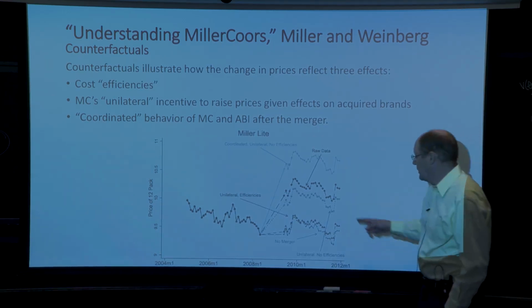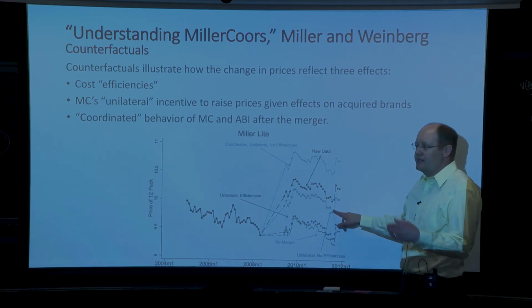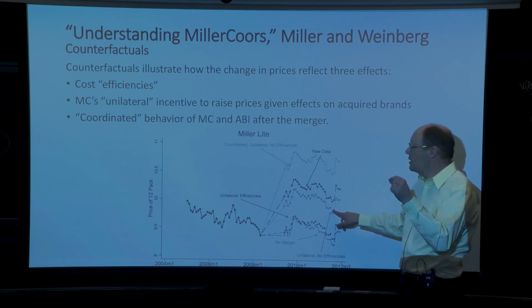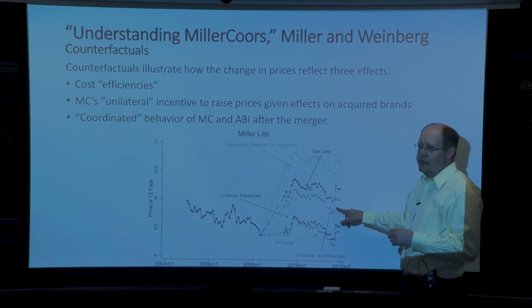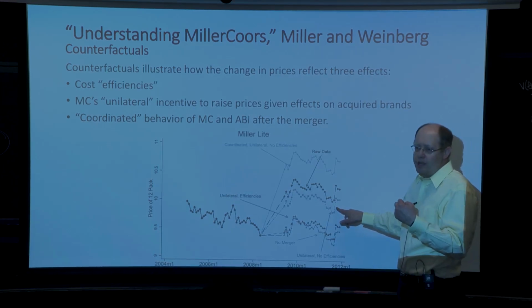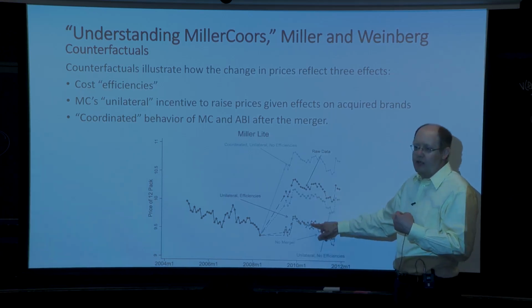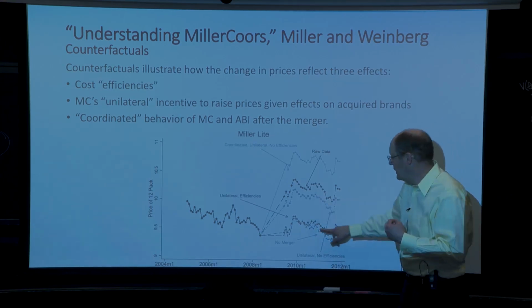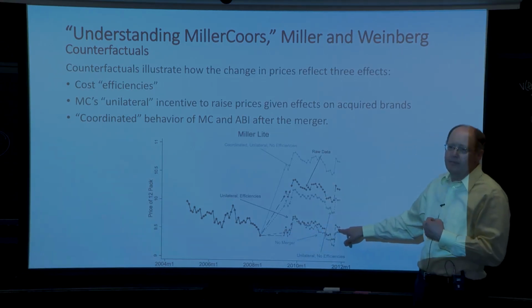The first is this unilateral incentive of MillerCoors to raise its prices because it knows that customers it loses when it raises the price of Coors go to Miller, and that's no longer a bad thing. That would cause prices to go up by this much. But then there were savings from Coors being cheaper to produce, and they say that the Coors savings would have been enough to offset that. Coors was not lying before the merger when they said that our costs are going to go down by enough that it's going to offset our incentive to raise prices. And they would say the cost savings are this big, so that would have caused this to happen.